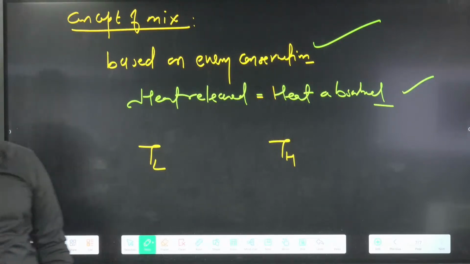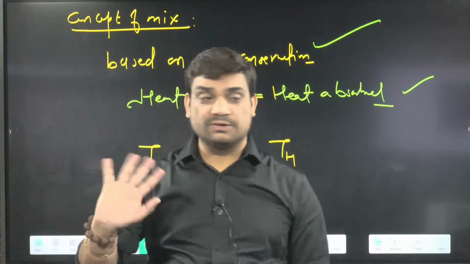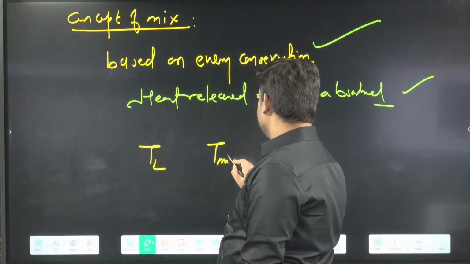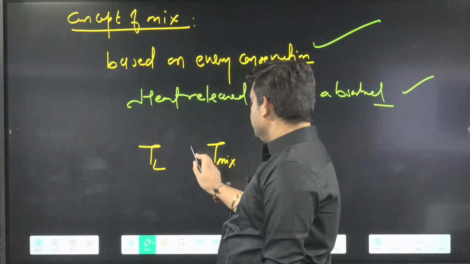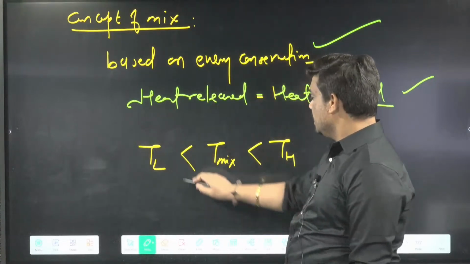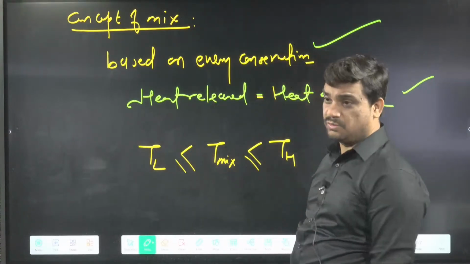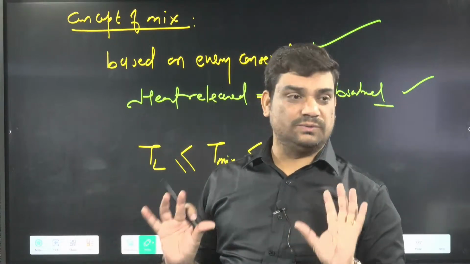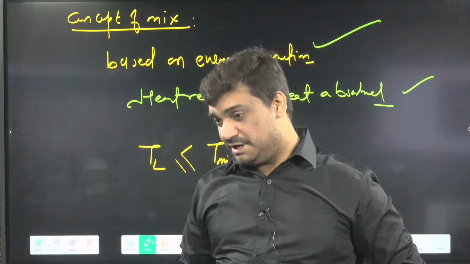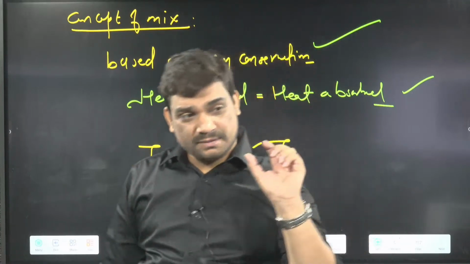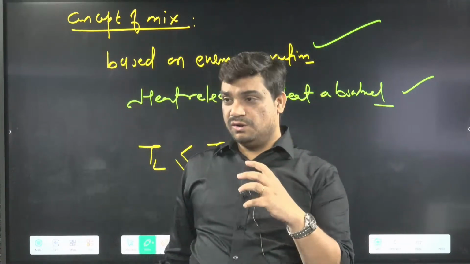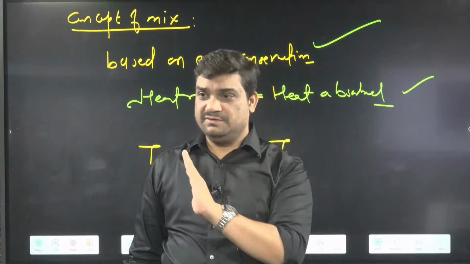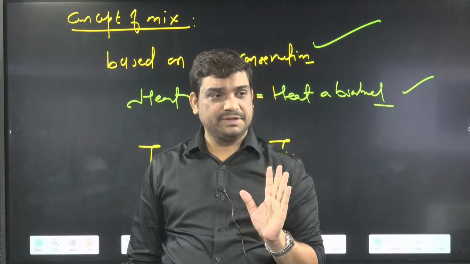Lower temperature is also not possible. It's always in between, so it will be more than this and lesser than this. In some conditions it will be equal, we will see. In a lot of conditions it can be equal also. The temperature of the mixture can be equal to the higher temperature, and the temperature of the mixture can be equal to the lower temperature. Numerically, of course, we will see these things.